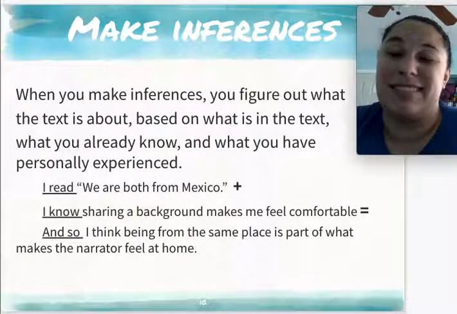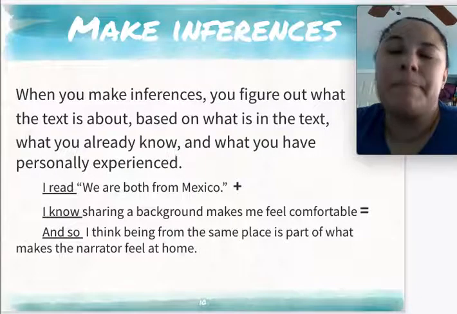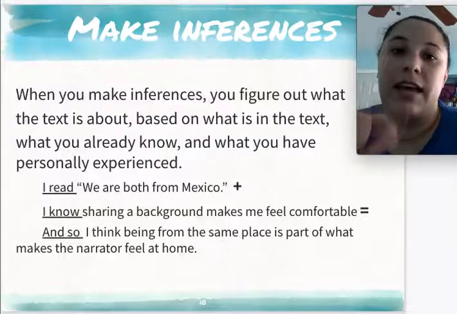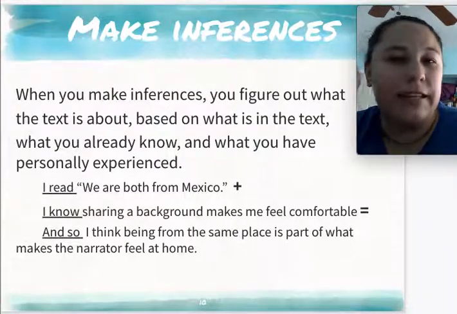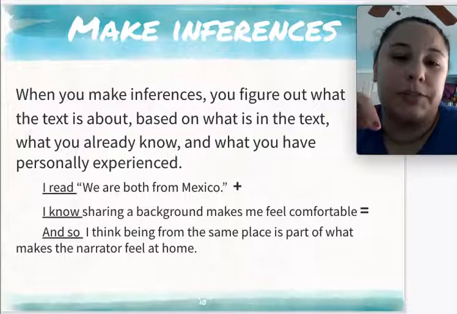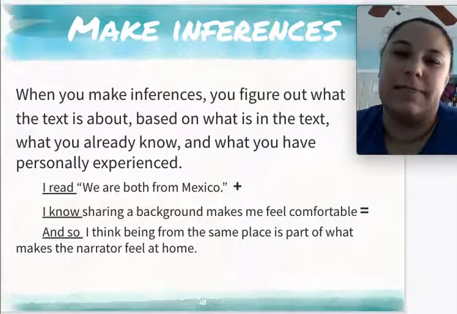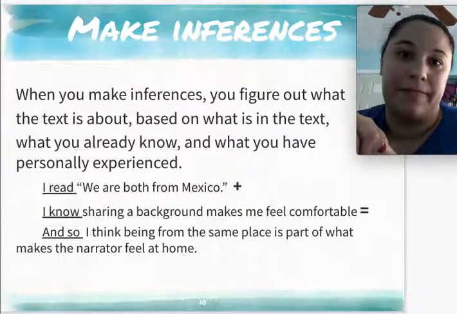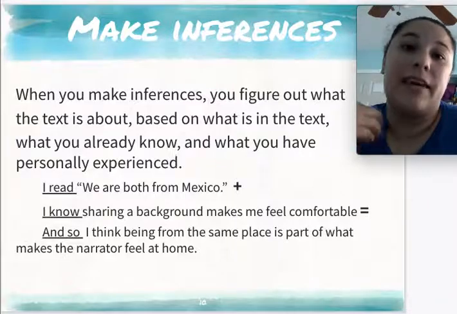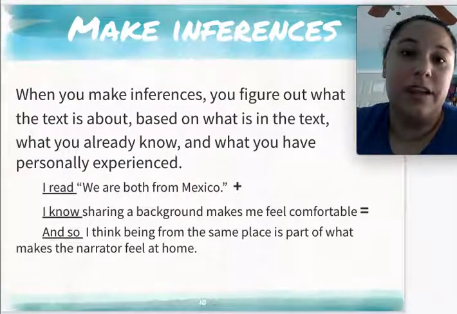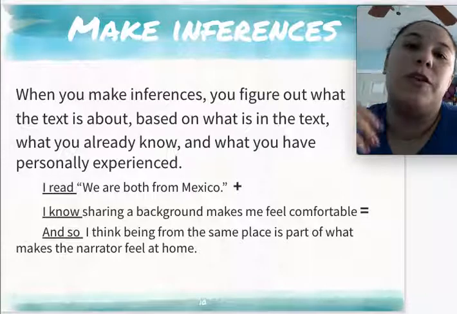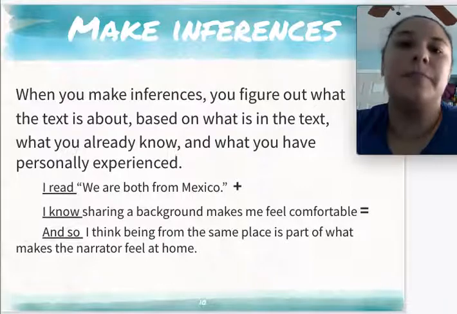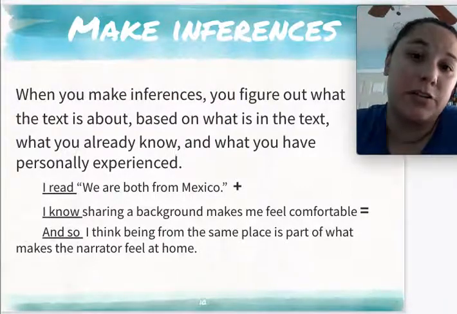Making inferences is something that can be hard for middle school kids. Inferences means you take something that it says in the book and you put it together with something that you already know. Okay? So, I put an example here so you can see. If the book says, "We are both from Mexico," that's what's in the story. I know from my life that when I meet someone else from Mexico, I know we have a lot in common. I know maybe we both speak Spanish. I usually feel more comfortable with that person because we're from the same country.